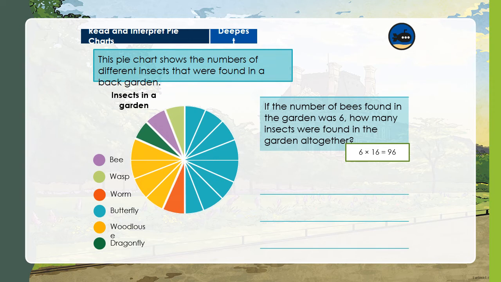And I've talked to you about this before in previous lessons. What we can do is we can double that 6. When you double 6, you get 12. But if we double one number, we have to halve the other that we're multiplying by. So instead, we do 12 times 8. And most of us would have learned our 12s and 8 times tables. 12 times 8 also gives us 96. So that would have been another way to have worked that out really easily. Now we know that there are 96 insects in this garden altogether.